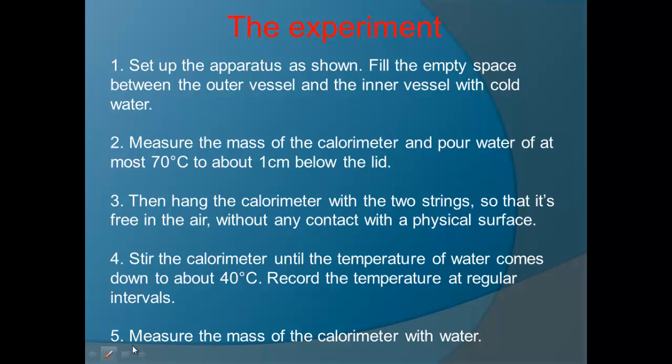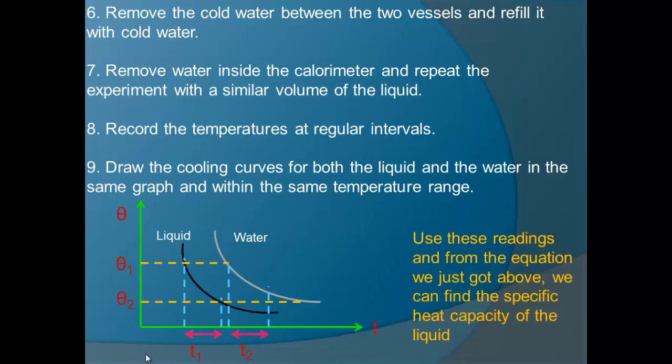And at the fifth step, you measure the mass of the calorimeter with water. You can also repeat this experiment for the other liquid. So you remove the cold water between the two vessels and refill it with fresh cold water, remove the water inside the calorimeter, and repeat the experiment for a similar volume of the liquid, and you also record the temperature at regular intervals.